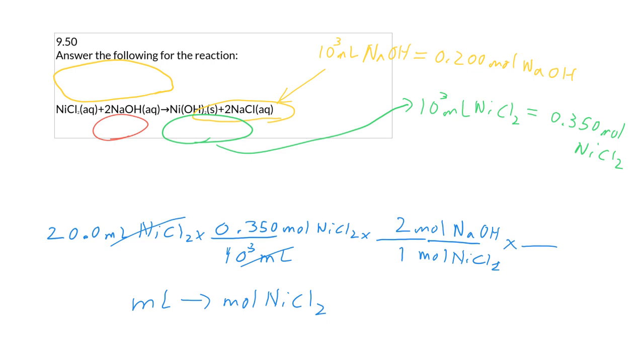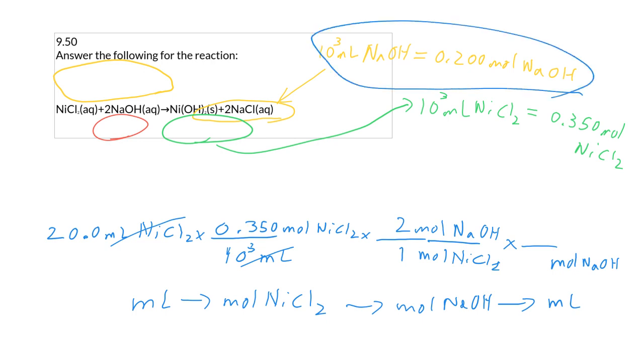I have moles of sodium hydroxide. Now I'm going to place those moles of sodium hydroxide where they cancel out, because I'm not wanting moles. I'm wanting milliliters. Do I know a relationship between milliliters and moles? Yeah, right up here. It tells me that 0.200 moles of sodium hydroxide are equivalent to 1,000 milliliters of sodium hydroxide. So now I've canceled out my moles of sodium hydroxide. So I have the units I'm wanting.